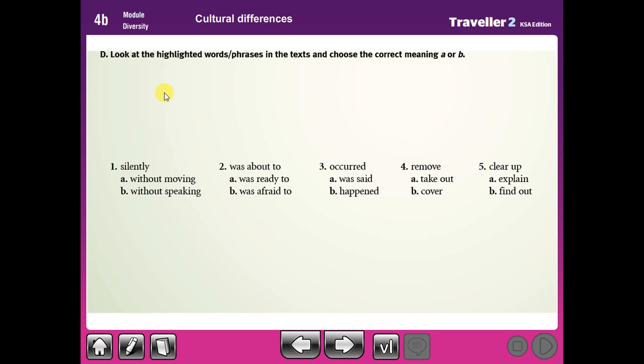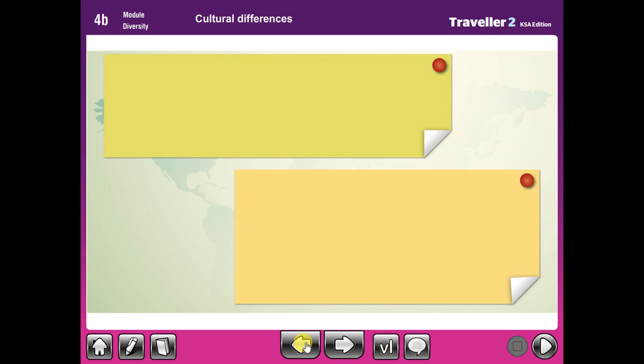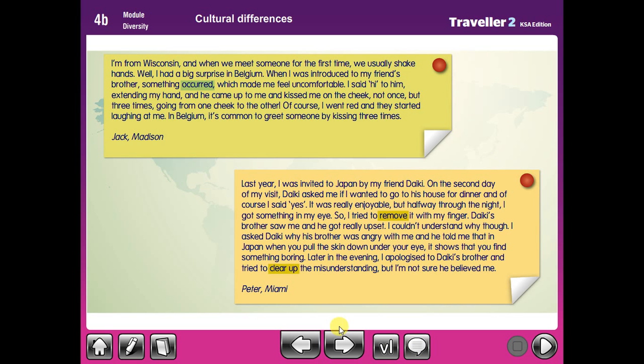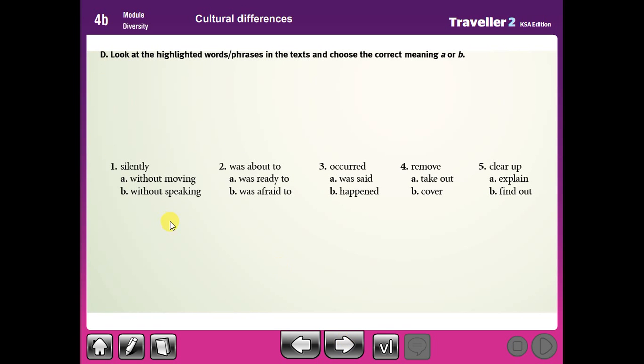Now look at the highlighted words and phrases in the text and choose the correct meaning, A or B. If you go back to the text, you are going to see that we have some highlighted words, so you are asked to discover the meaning of them. Try to guess the meaning of each word. Number 1, silently means without moving or without speaking. Yes, without speaking.